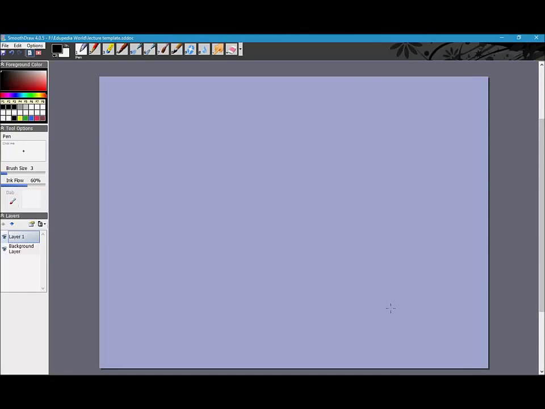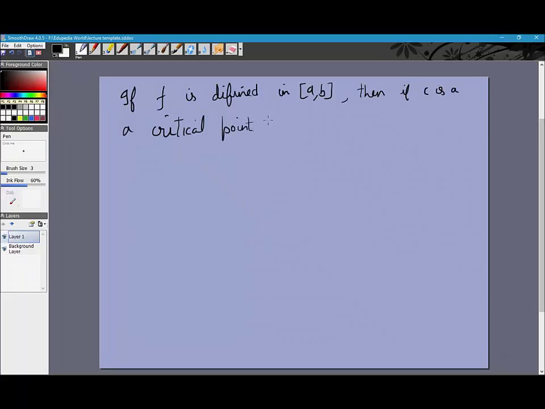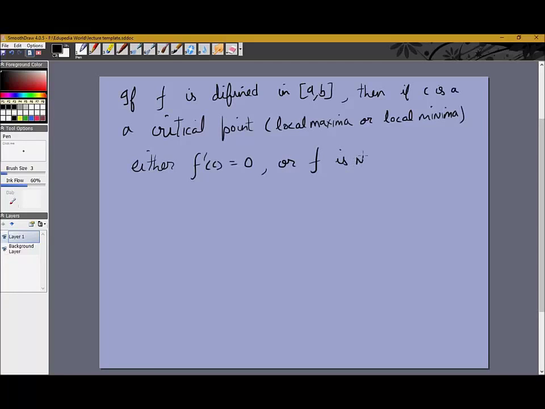Now let's look at how we can calculate them using the concept of derivatives. So for that we have a theorem. If f is defined in the region a comma b, then if C is a critical point, a critical point would be a local maxima or a local minima. So if f is defined in a region, then if you want a critical point, then either f dash of c is equal to 0 or f is not differentiable at C.